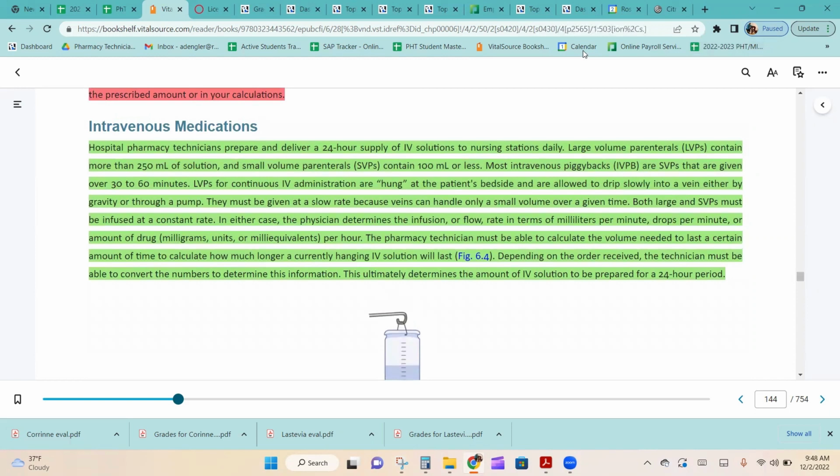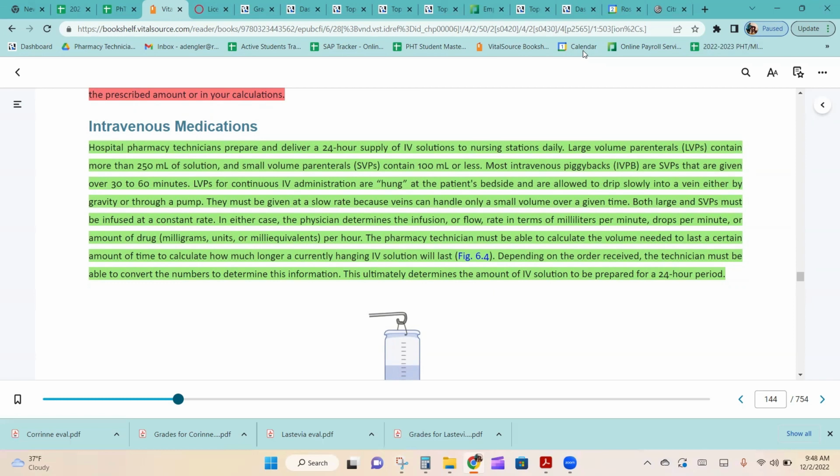into a vein either by gravity or through a pump. They must be given at a slow rate because veins can only handle a small volume over a given time. Both large and small volume parenterals must be infused at a constant rate. In either case, the physician determines the infusion or flow rate in terms of milliliters per minute, drops per minute, or amount of drug per hour.